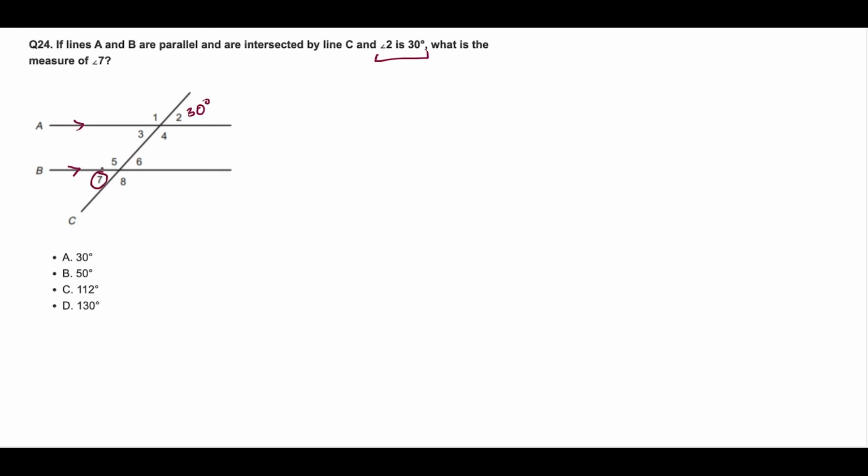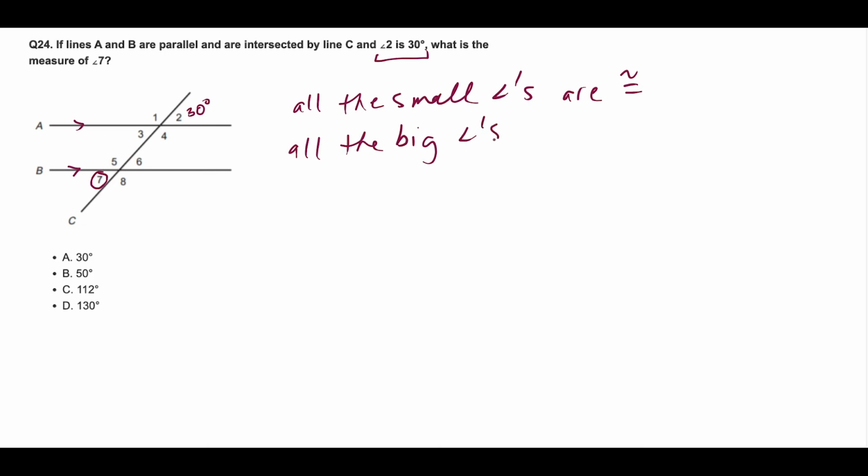So a little trick to these questions, just know that all the small angles, which we'll abbreviate angles with this, are congruent or they're equal. They're all the same. And we could say all the big angles are congruent as well. So just by looking at this, and what I mean by small angle, this angle over here is a small angle because it's acute. You see that this one here is, if I drew a 90-degree angle here, this angle is less than 90. And something like angle 1, this is a big angle. So you see, angle 2 is a small angle. Angle 7 is also a small angle. So this would also be 30 degrees.